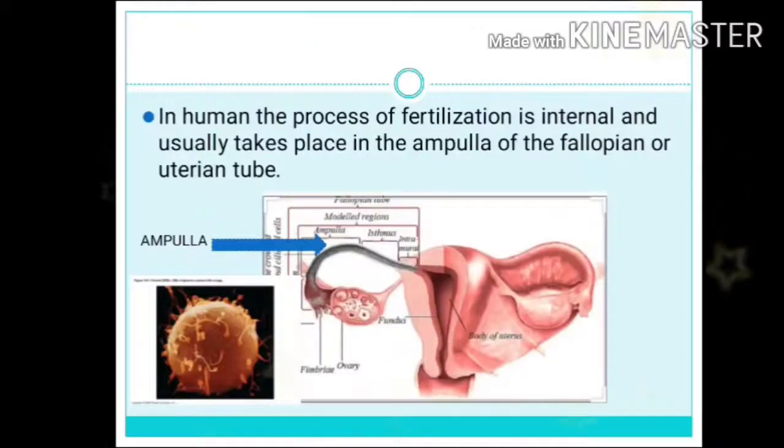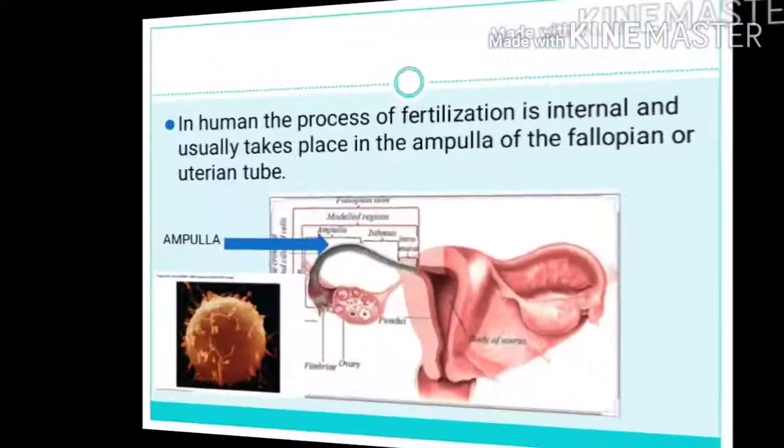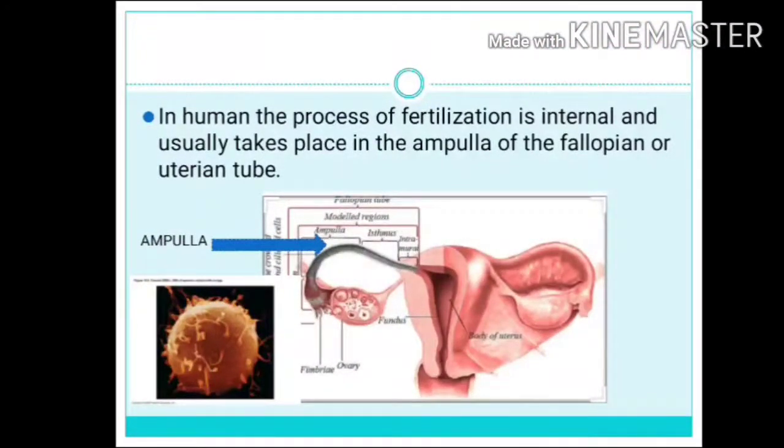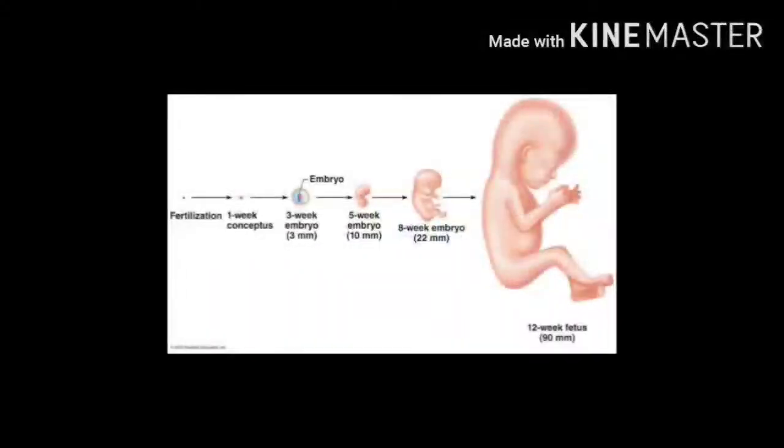In sexual reproduction, the primary events involve formation and fusion of gametes. In humans, the process of fertilization is internal and usually takes place in the ampulla of the fallopian or uterine tube. See in the diagram I have shown the ampulla and how the sperm comes in contact with the ovum. Here this fertilized egg will develop into an embryo, and the process occurs within the uterus. That's why it is known as internal fertilization.